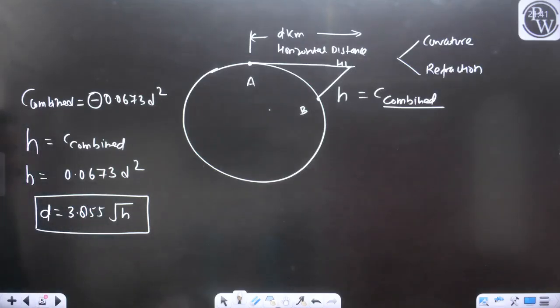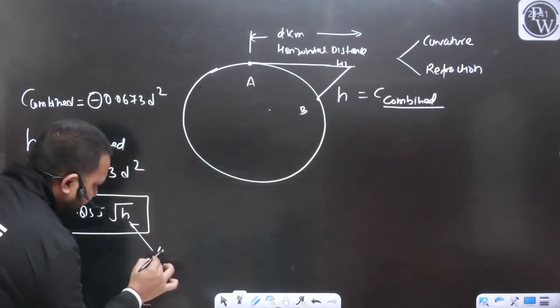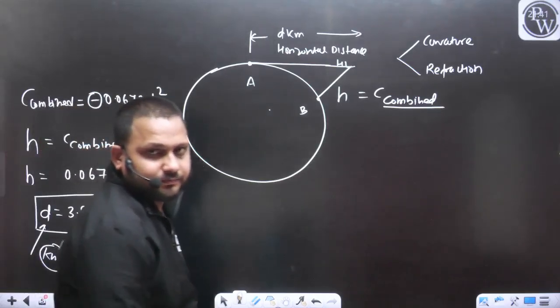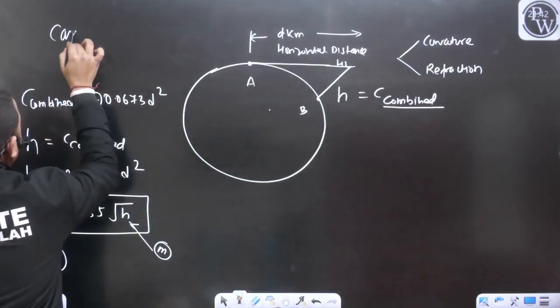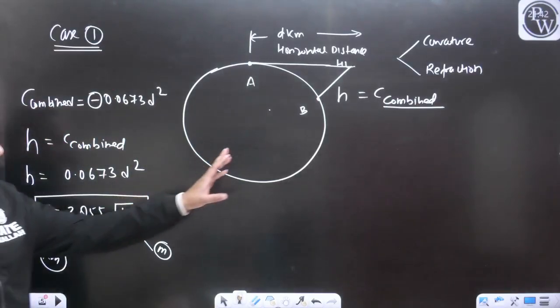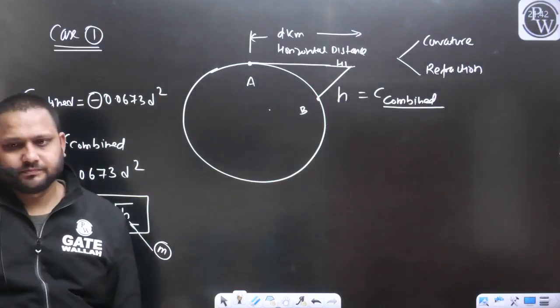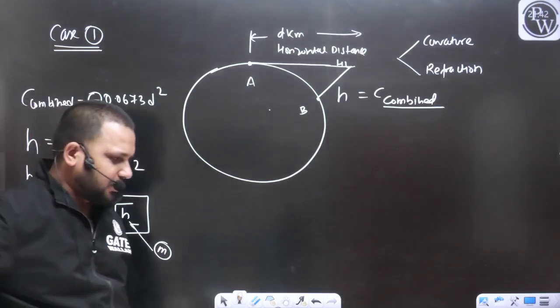Again, you need to remember, from this expression you will get d in kilometer and you need to put h in meter. So we will consider the height of the observer in meter, and from this expression we can get the distance of the visible horizon. Yes or no? So this is the simple case, or we can say this is case 1 of the distance of the visible horizon, when there is only one observer having the height h. I hope this point is clear to everyone.